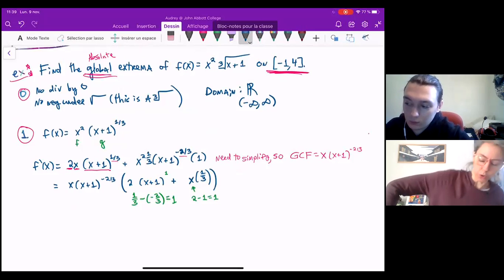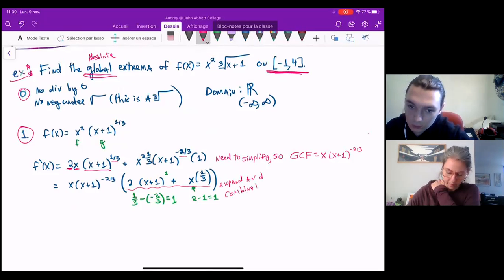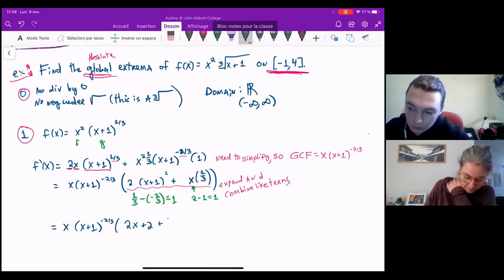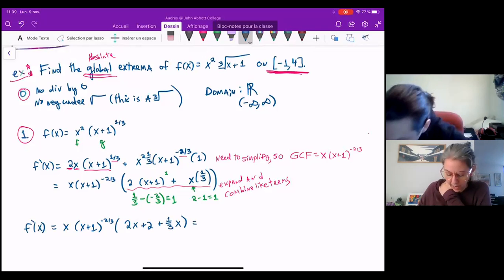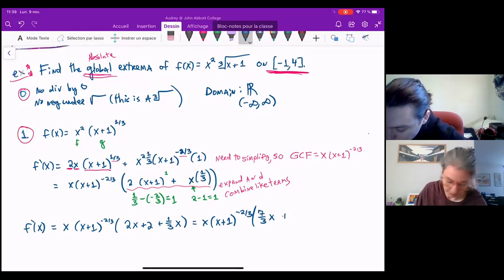Okay, so now I'm not done. Remember, now I need to expand and combine like terms. So here I'm going to have x times x plus 1 to the negative 2/3 times 2x plus 2, plus 1/3 x, equals x times x plus 1 to the negative 2/3, 2x plus 1/3 x, that's 7/3 x plus 2.